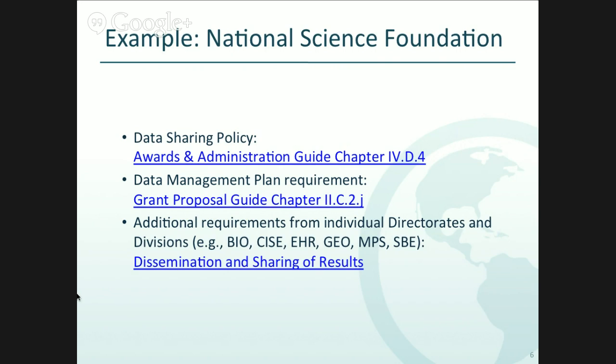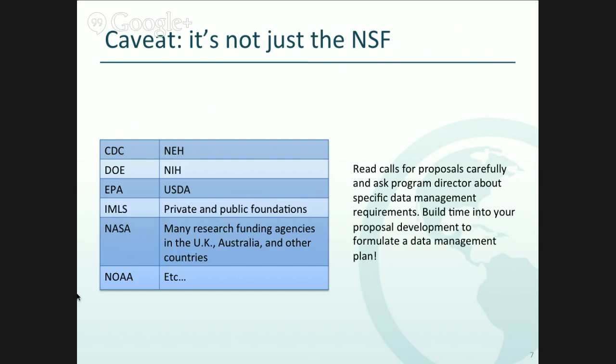And then the general way that it broke down is that each agency and directorate and division, and sometimes even programs, were able to specify their own requirements. So there's a lot of nuance that comes with this, which makes it more complicated and more difficult to deal with, which is what we've been aiming to address with the DMP tool.